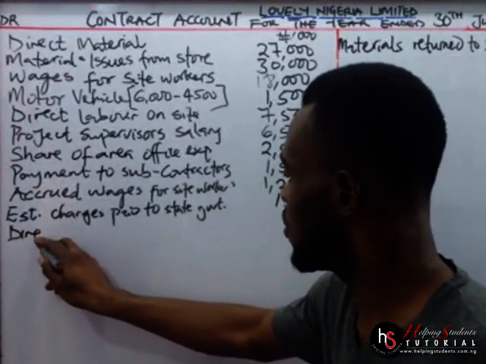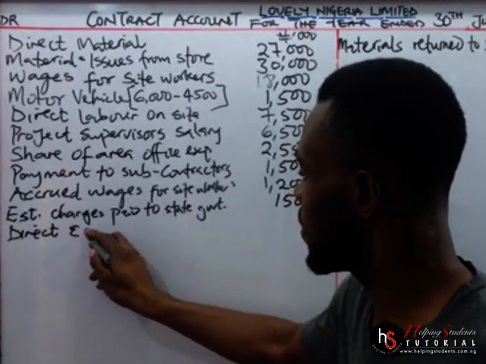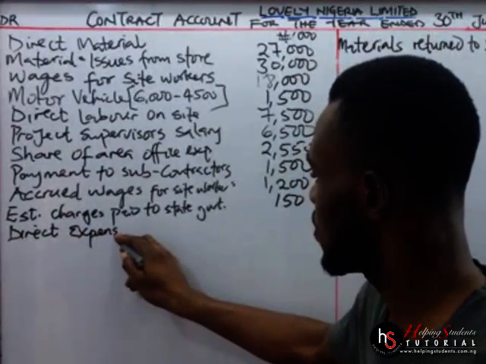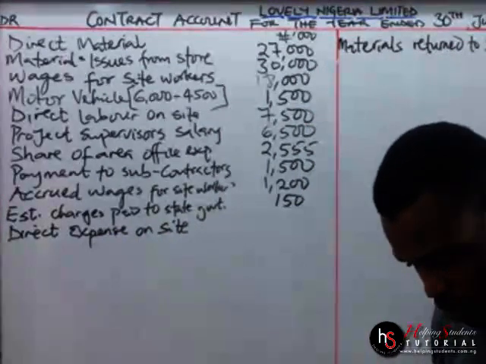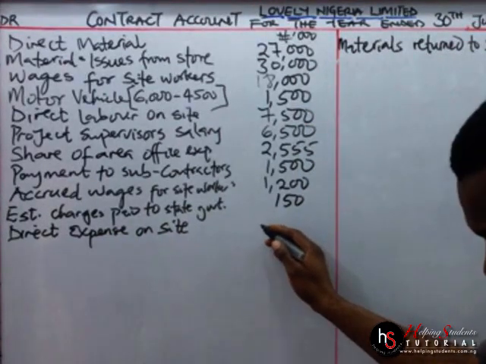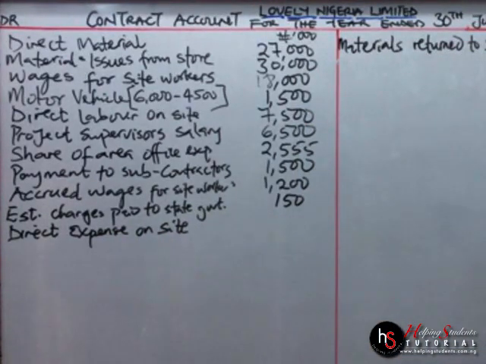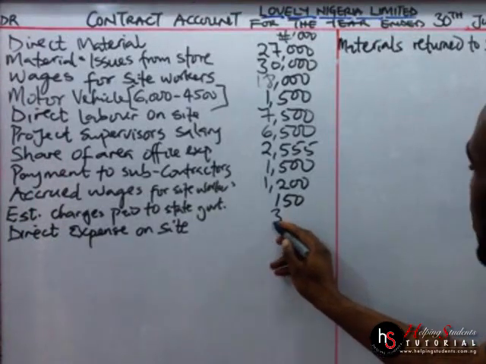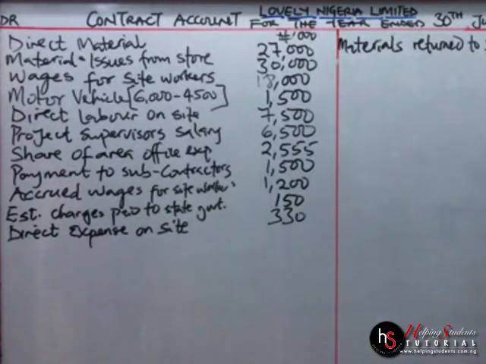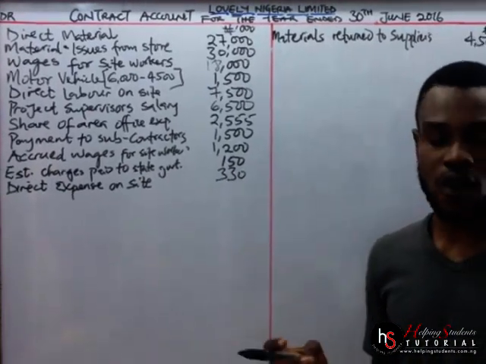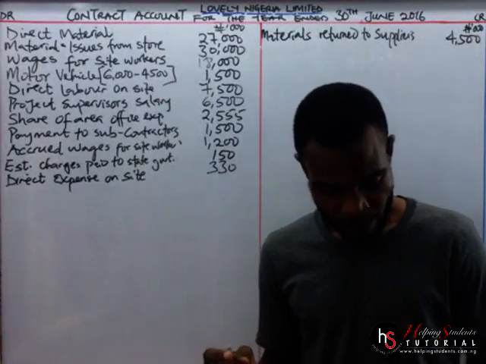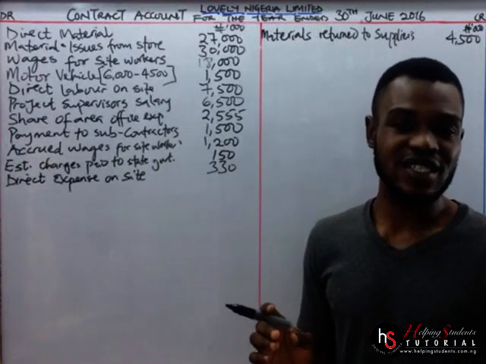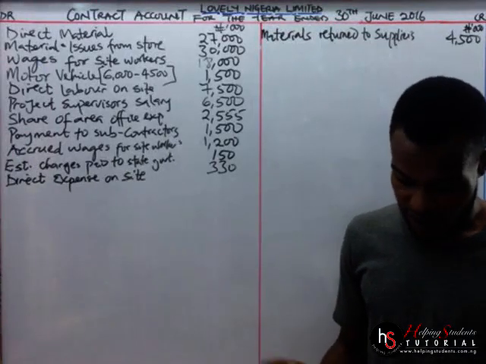Direct expenses on site. And how much is it? From the question we have 330. This is 330, right? So we have 330,000. So what is the next thing we have there? We have the value of work certified. No, we don't need it yet. We have the cost of work not yet certified. We don't need that value yet.